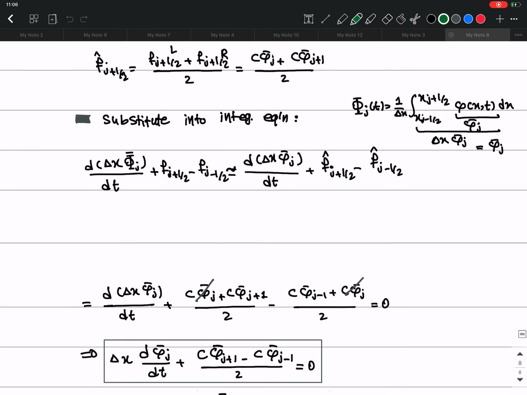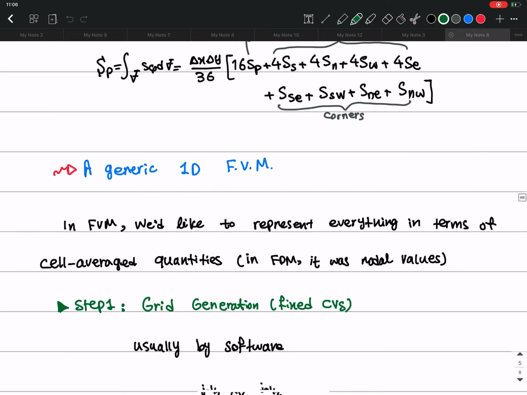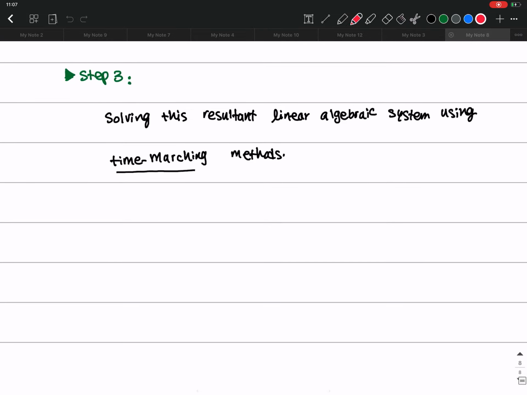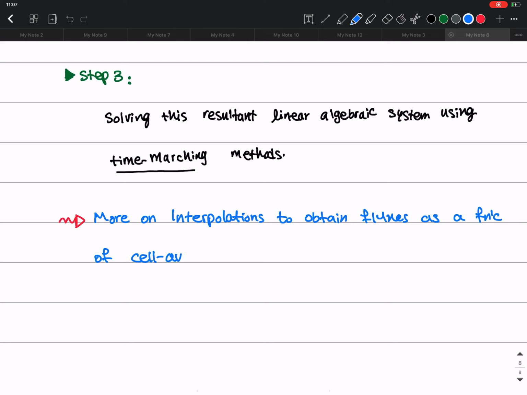So let me get started. So the last topic was a generic one-dimensional finite volume method that we learned how to approach these problems. And now I want to start with more on interpolations to obtain fluxes as a function of cell averaged values.